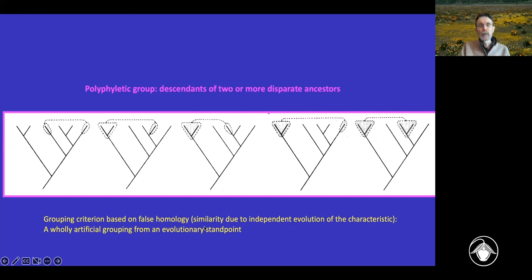That is, the similarity that led to these plants being treated as the same within the same taxon is due to independent evolution of the characteristic. So it could be parallel evolution, convergent evolution, or evolutionary reversal. And such a grouping is wholly artificial from an evolutionary standpoint. And everyone agrees that polyphyletic groups are not to be recognized if you have any kind of evolutionary criterion with regard to taxonomy.